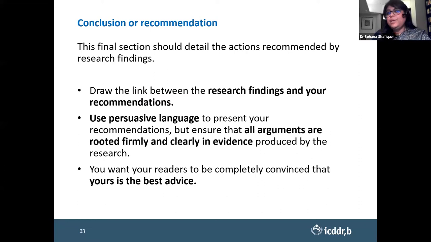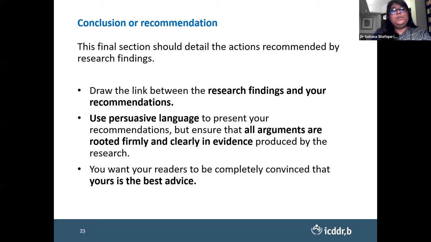If it is an advocacy brief, you have to be very clear about this is the one that you would like to carry forward and convince the policymaker. If it is an objective brief, you share some of the options and the policymaker can choose the best option that is suitable and feasible in the country context or with the limited resources that they have.